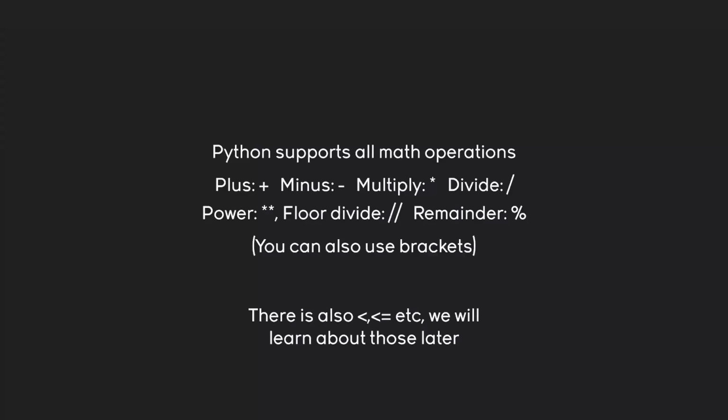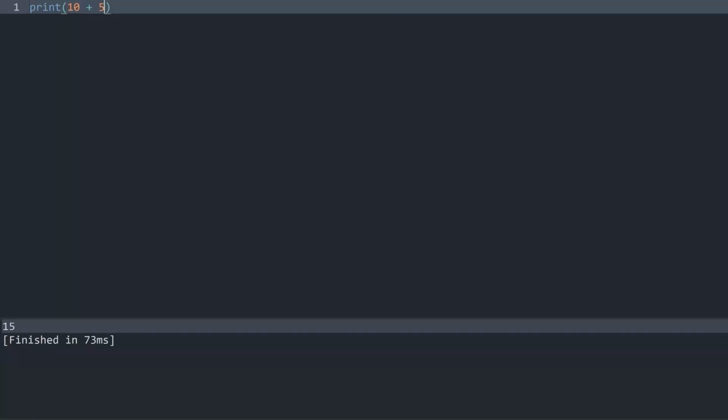Let's have a look at all of this. Here again, I have a completely empty Python file. And I want to start by printing a math operation. And this I just do by typing the math operation in here. For example, 10 plus 5 is going to give me 15. And that is literally it.